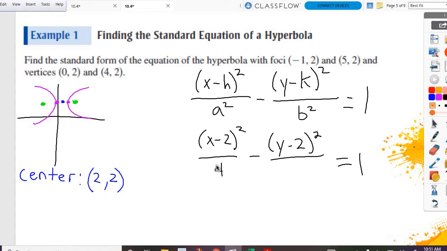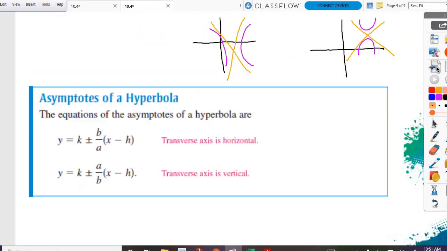Most of the time. Depending on the information that it gives. If it gave us information about our asymptotes, then we would be able to use that information to find B, but this time it doesn't. What information about the asymptotes? The slope. Remember this one? B divided by A or A divided by B. So if we already have A, then we can find the slope and use that to find B.